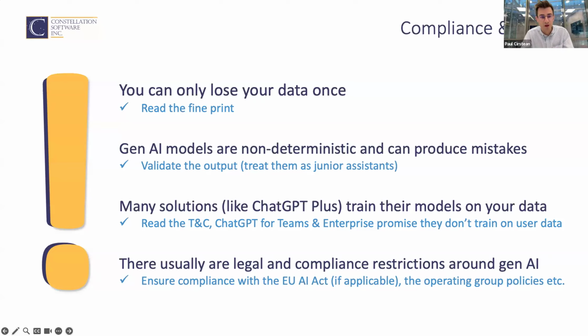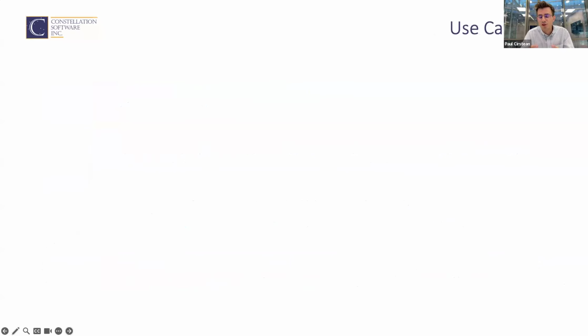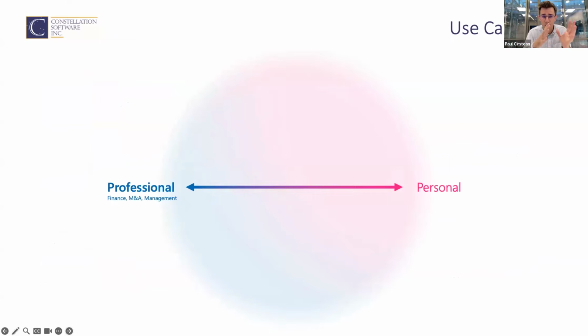Now that we got that out of the way, let's look at some of the practical applications that we can use. I've divided the opportunity space on 2 axes. First, we have the spectrum of professional to personal. And then we have the second axis, which is productivity on one end towards creativity on the other.